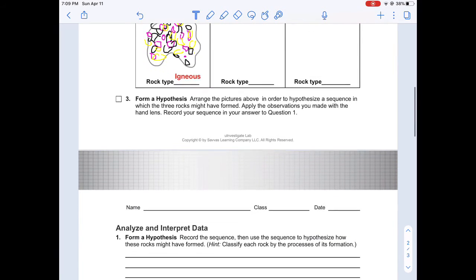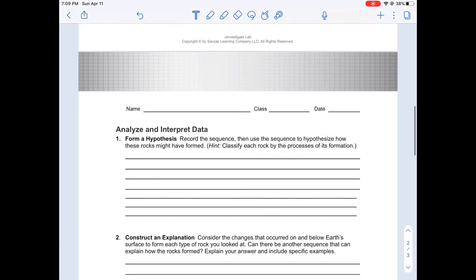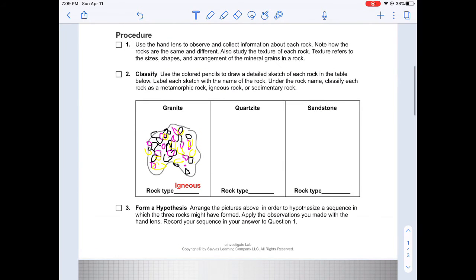Alright, step 3, arrange the pictures above in order to hypothesize a sequence in which the three rocks might have formed. Apply the observations you made with the hand lens. Record your sequence in your answer to question 1. Okay, so for question 1, it says record the sequence. So I have to think about these three rocks, the order that they formed in. Which one came first, which one came second, which one came third.